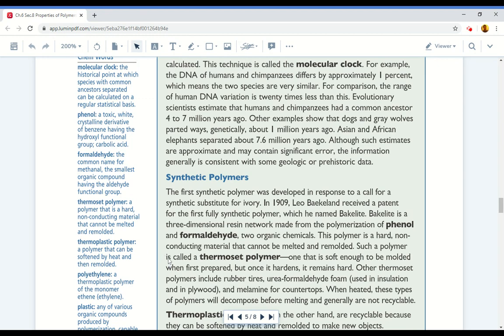Such a polymer is called a thermoset polymer, one that is soft enough to be molded when first prepared, but once it hardens, it remains hard. Other thermoset polymers include rubber tires, urea formaldehyde foam used in insulation and plywood, and melamine for countertops. When heated, these types of polymers will decompose before melting and generally are not recyclable.